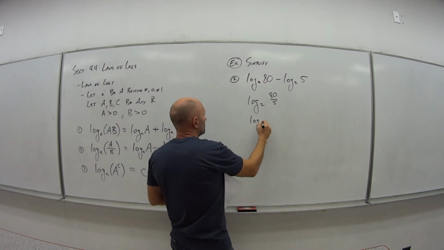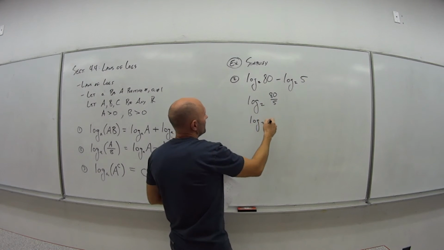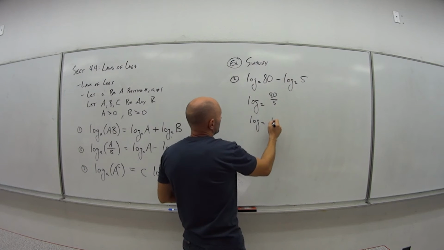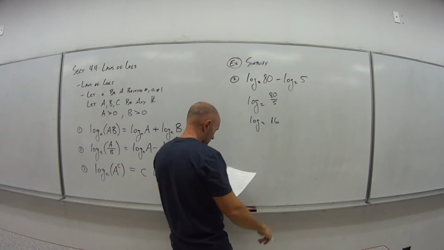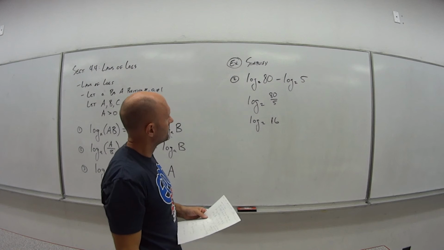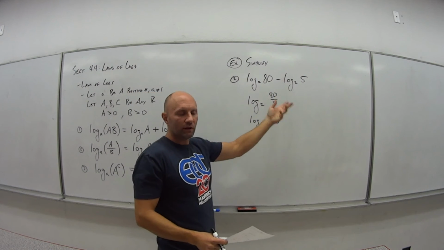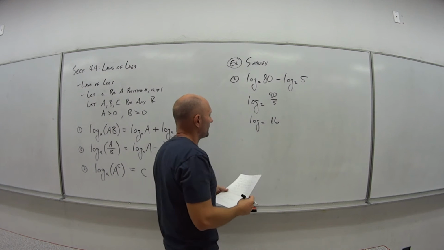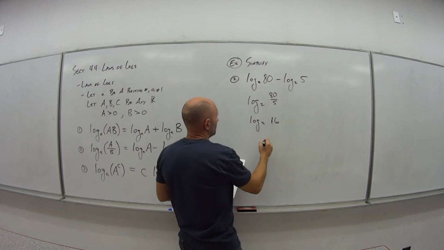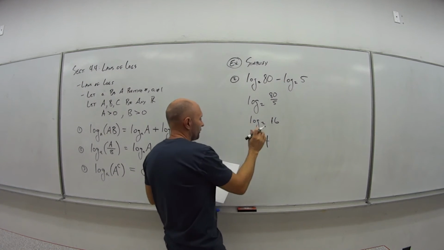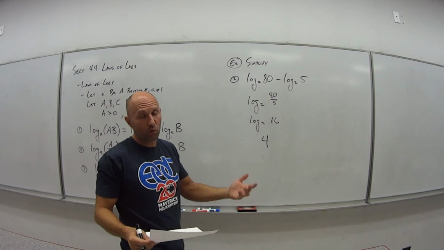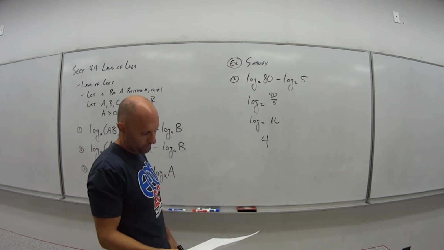So that's log base 2. 80 divided by 5 is what? That would be 16? Yep. So now 2 to what power is equal to 16? Well, that's to the 4th. 2 to the 4th is 16. So this whole thing is really just equal or equivalent to 4.